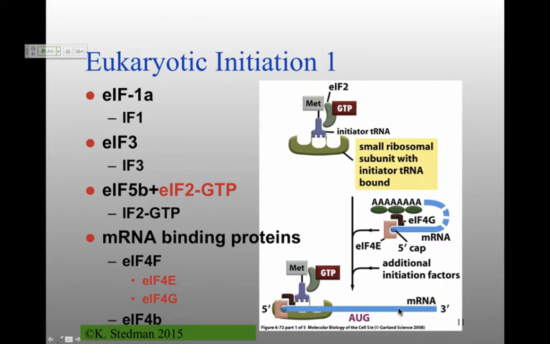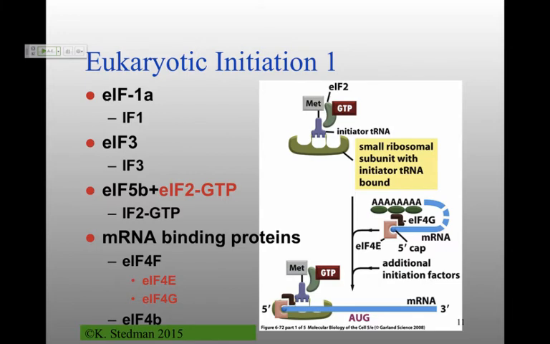This includes EIF1A, EIF3, etc. This is now all associated at the cap. Now, the cap is not where the AUG is. In many cases in eukaryotic messenger RNAs, this can be hundreds and in a few cases even thousands of nucleotides away from where your AUG is.